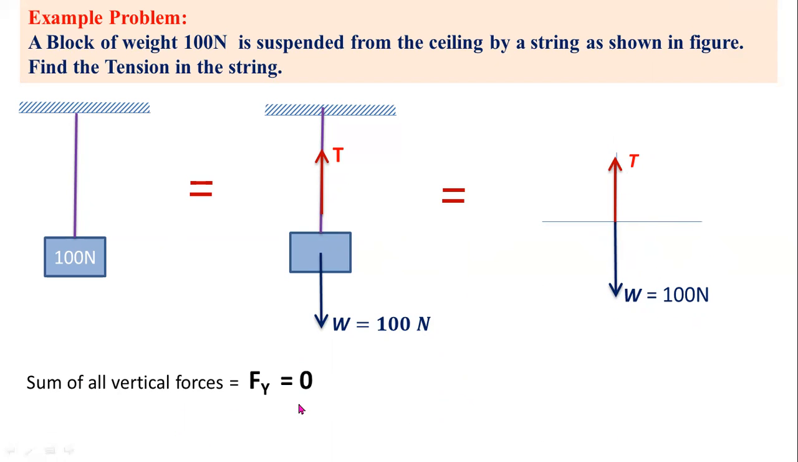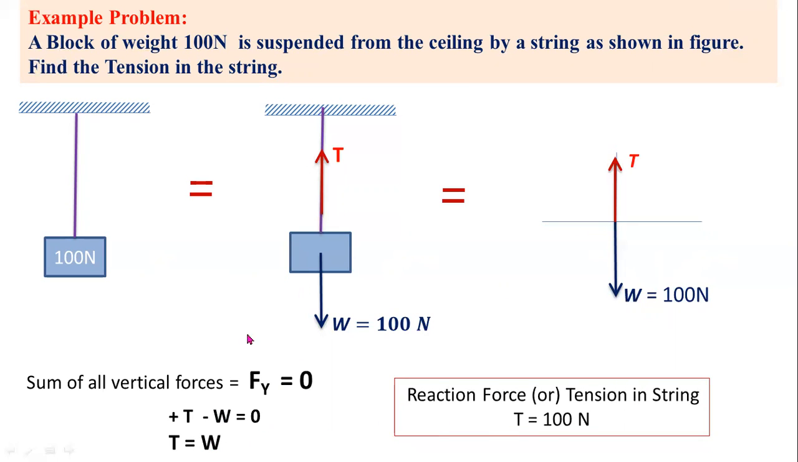Sum of all vertical forces, summation of y equal to 0. Now you have to consider upward direction as positive sign, downward direction as minus sign. So plus T minus W equal to 0. Now T equal to W. So the value of tension T equal to 100 newtons. So the tension developed in the string is equal to the self weight of the block, 100 newtons. This is the answer for this problem.